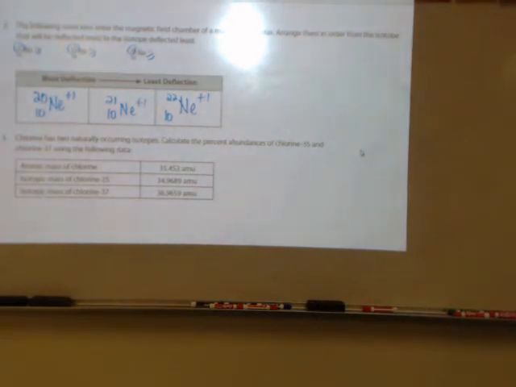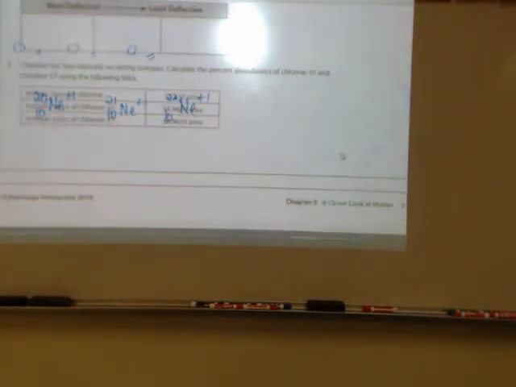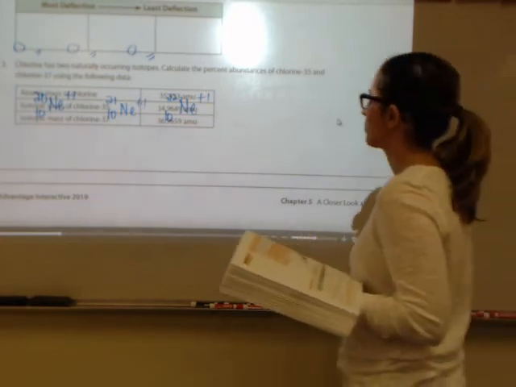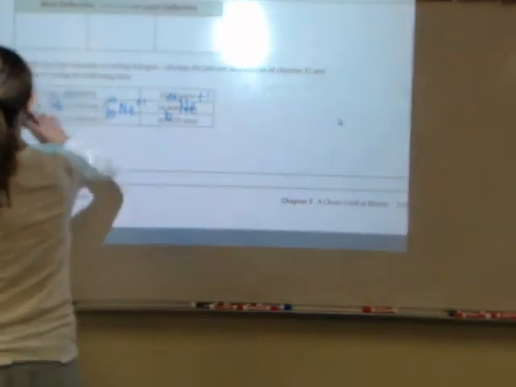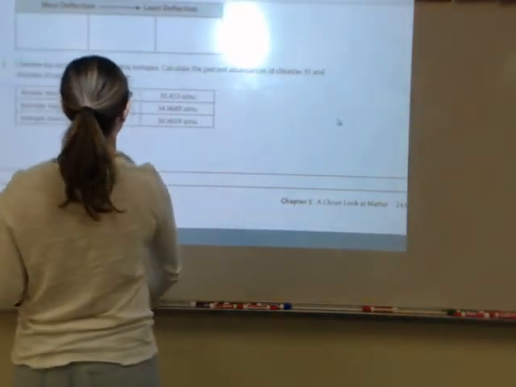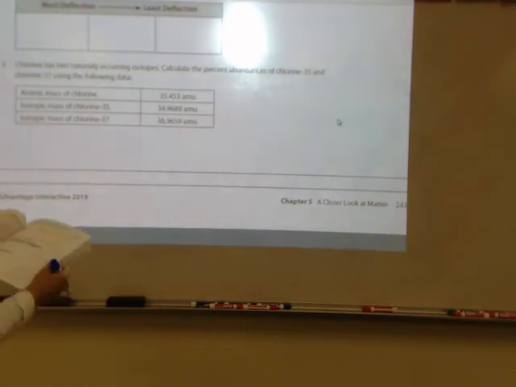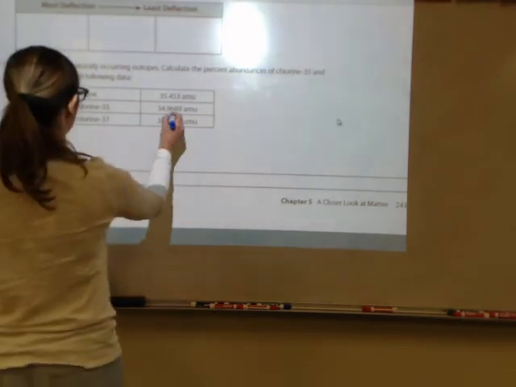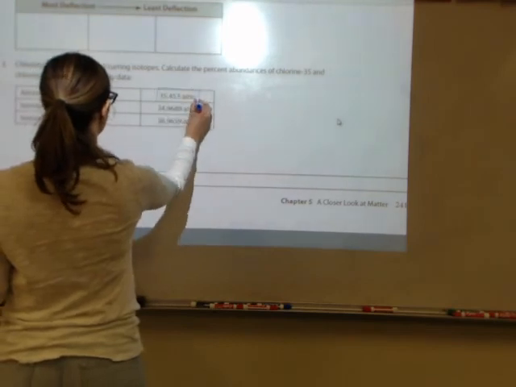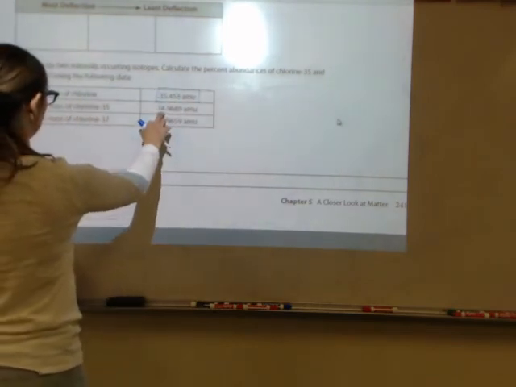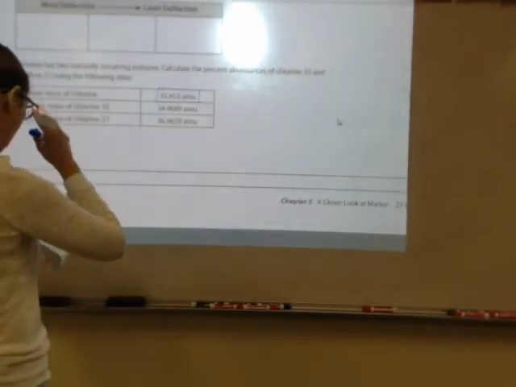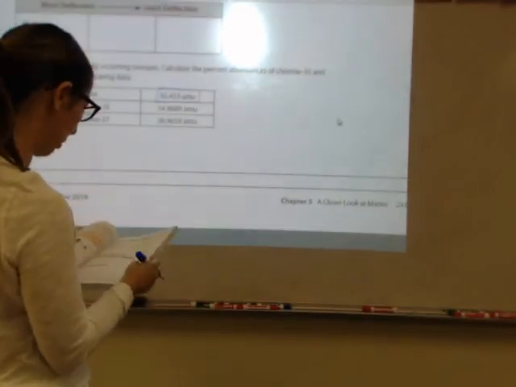Okay, let's take a look at question number 3. Chlorine has 2 naturally occurring isotopes. Calculate the percent abundances of chlorine-35 and chlorine-37 using the following data. I have the overall atomic mass, and I have the mass of each isotope, but I have no idea what their percent abundances are.